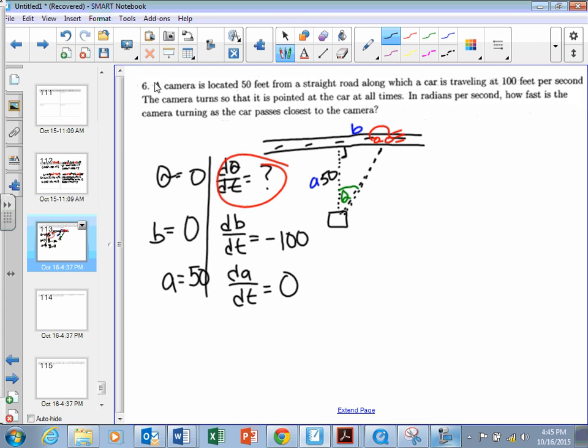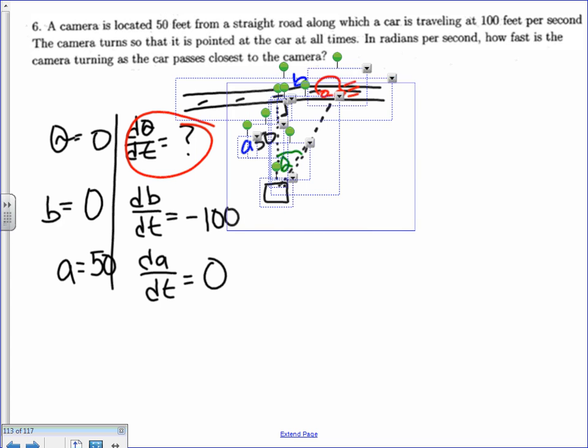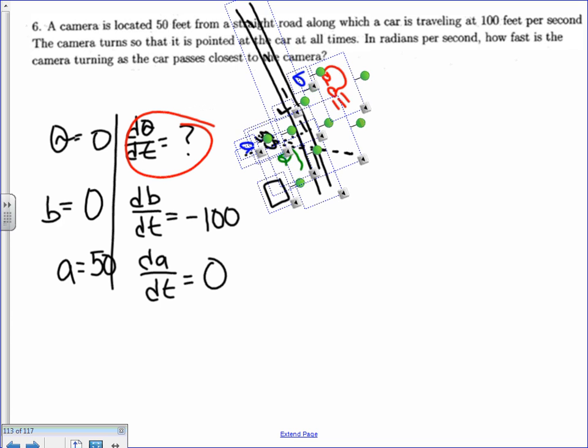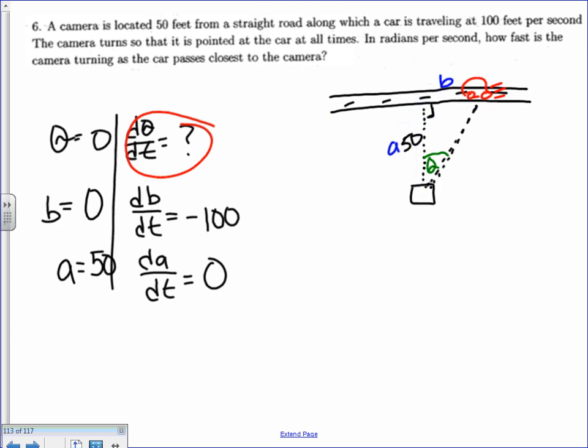Anyway, we need the equation that relates these three things. Actually, I like to split my board like I do normally. Come on, stuff. There we go. So the equation that relates these things would be tangent of theta equals b over a. Tangent of theta equals b over a.